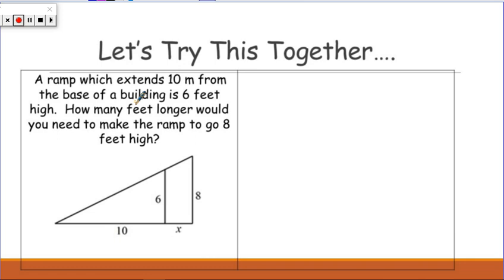Here's a problem. It says a ramp which extends 10 meters from the base of a building is 6 feet high. How many feet longer would you need to make the ramp to go 8 feet high?